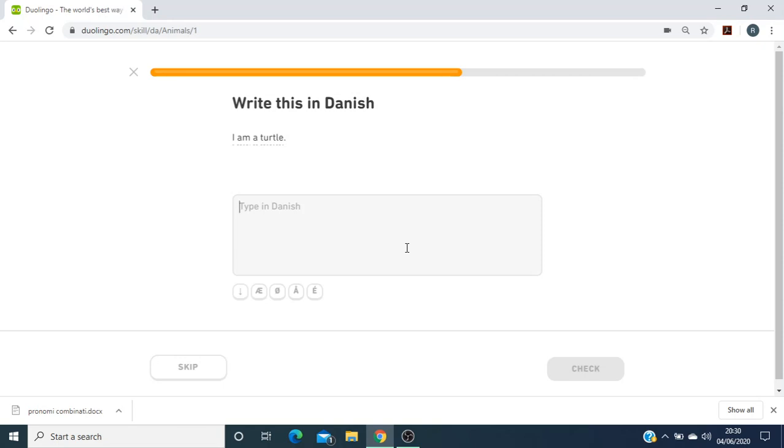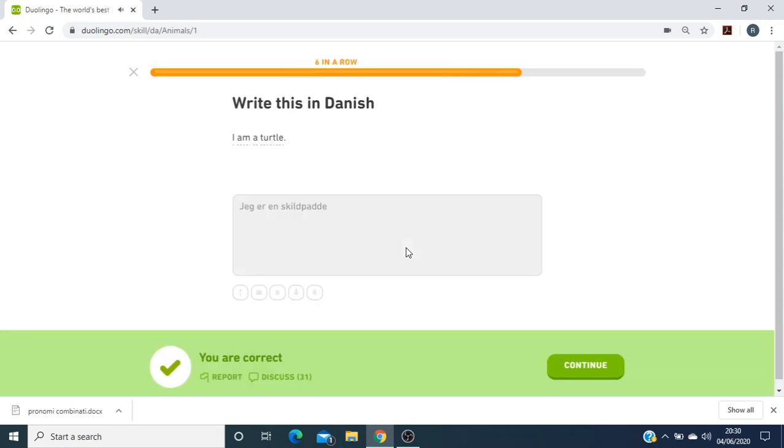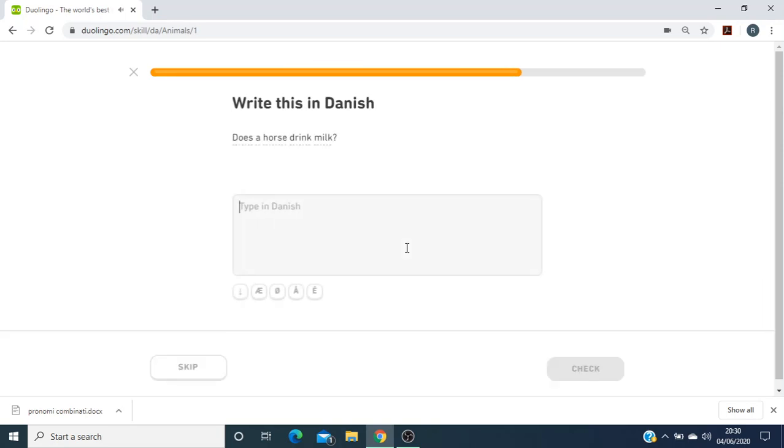I am a turtle. So it's jeg er en skildpadde. Turtle is a good word, skildpadde. Does a horse drink milk? So it'd be drikker en hest. Oh, en hest, not a nest. Hest, milk.